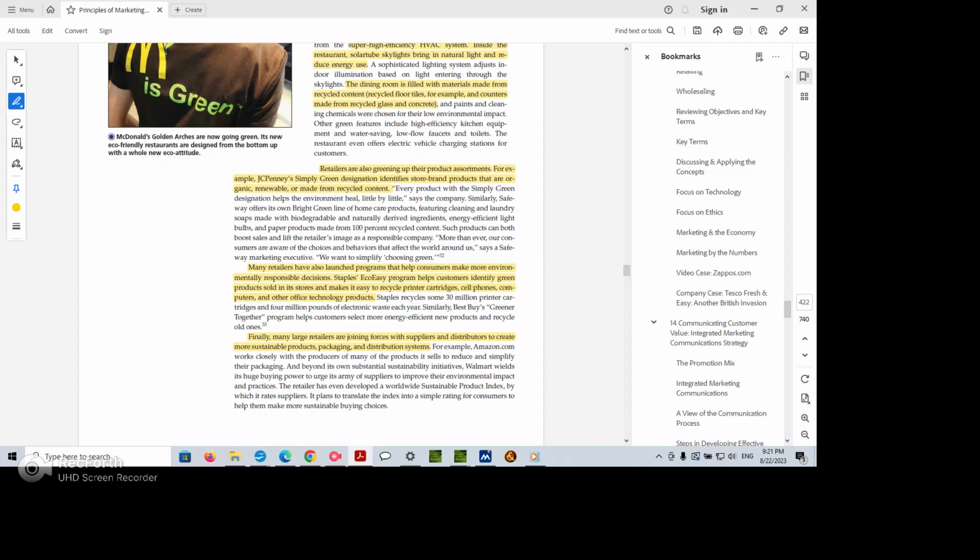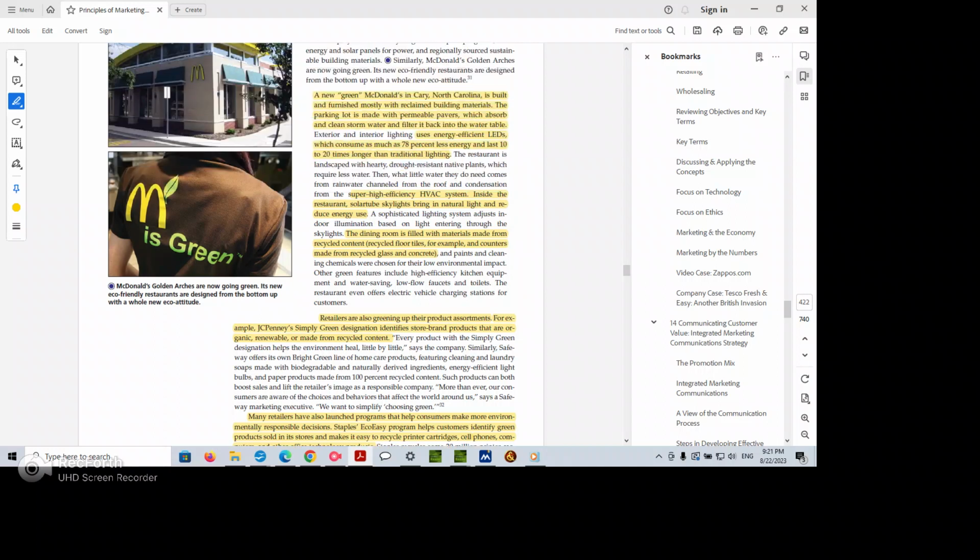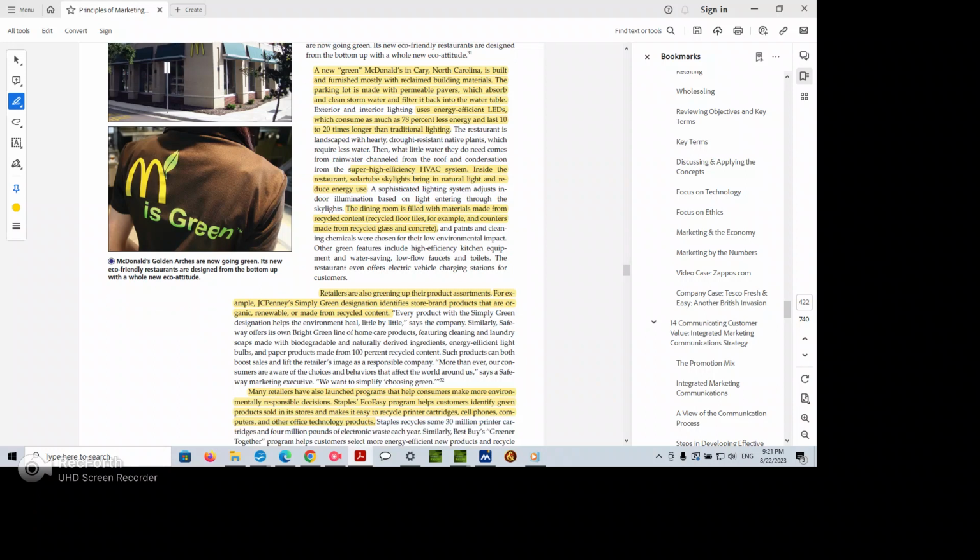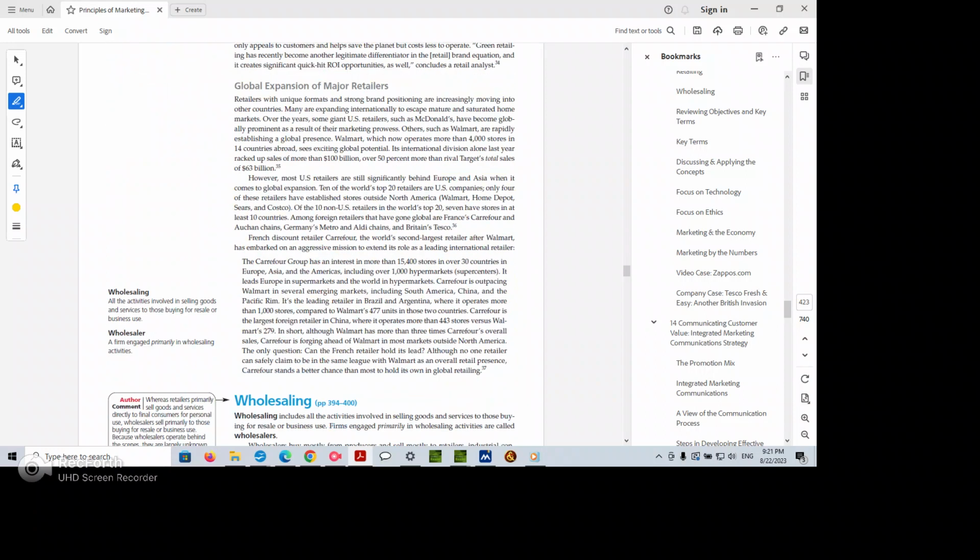and practices. The retailer also has developed a worldwide sustainable product index, by which they rate suppliers. It plans to translate the index into a simple rating for consumers and help them make more sustainable buying choices. And remember, this is as of 2012, so a lot has happened in between. Meaning it's very likely that they have more companies doing the same thing.